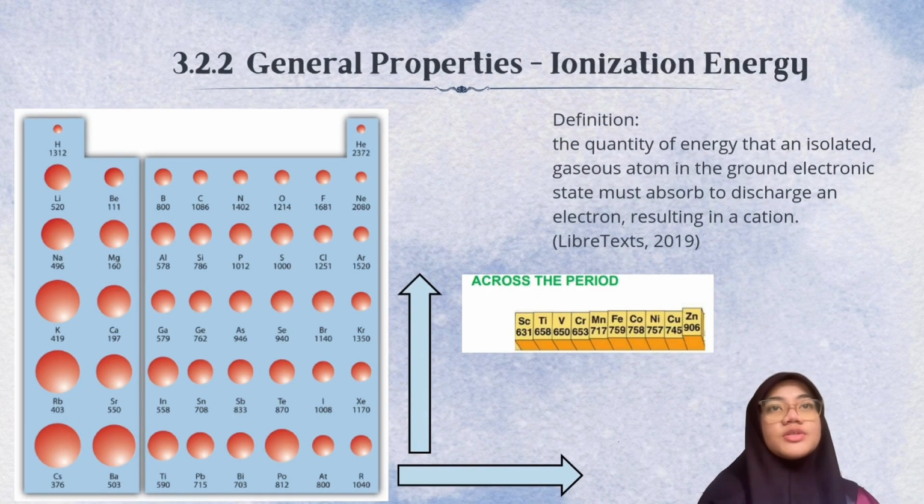Move on to the second general property, which is ionization energy. The definition is the quantity of energy that an isolated gaseous atom in the ground electronic state must absorb to discharge an electron, resulting in a cation.